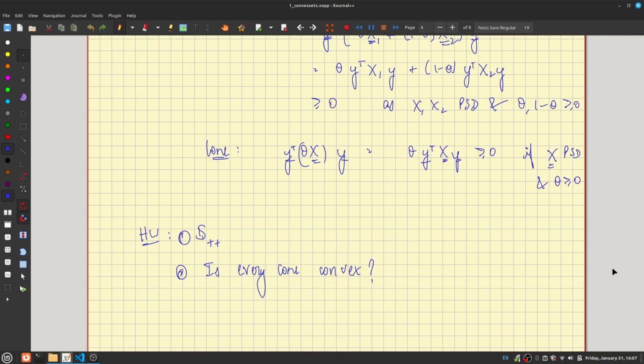All right, so in the last class, I defined the notions of affine sets, convex sets, and cones. And towards the end of the class, I asked, is every cone convex? Or is it possible to construct a cone which is non-convex? So what do you think the answer is?